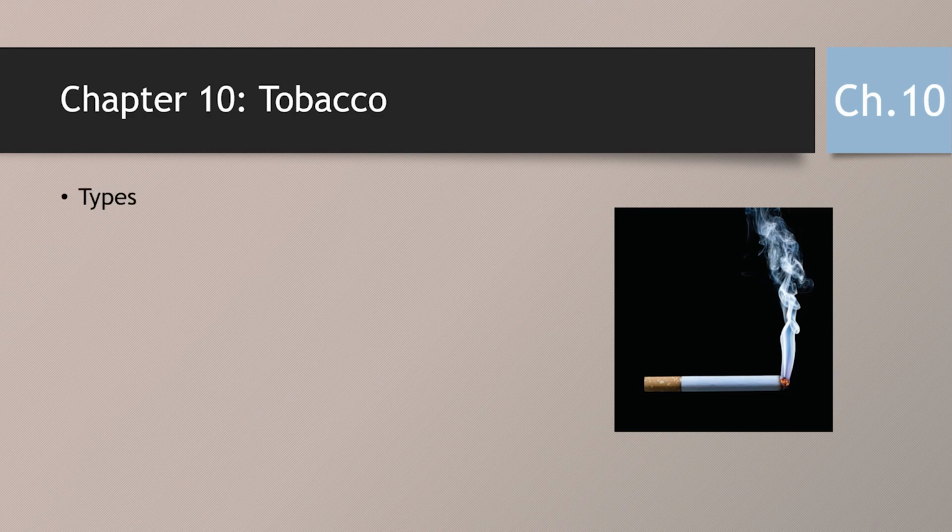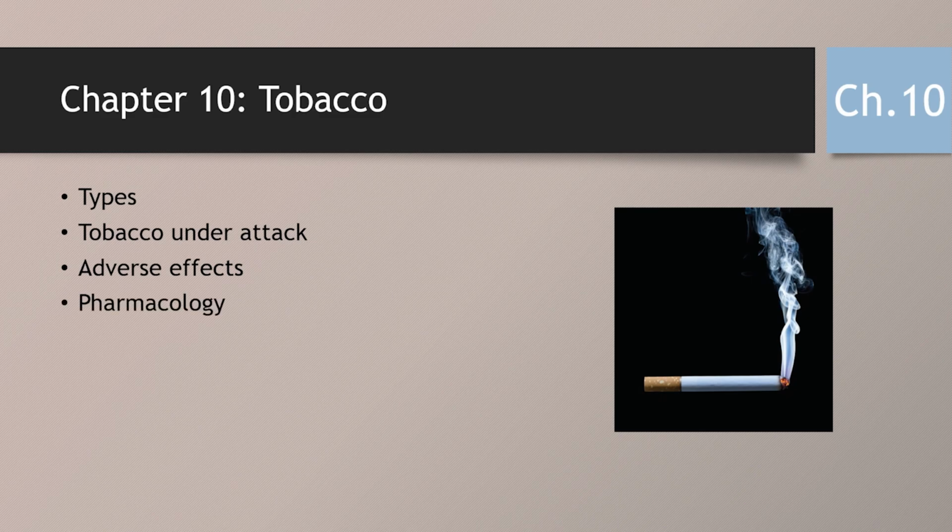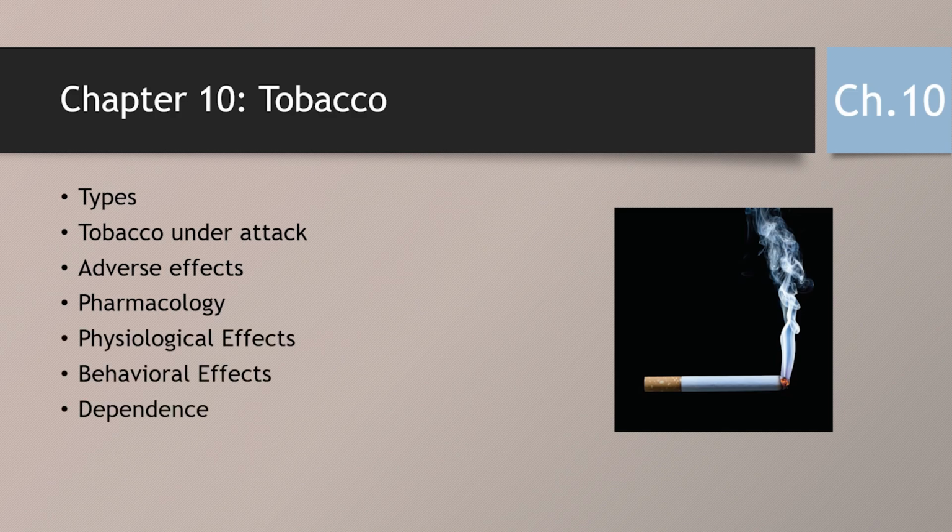All right, so for this chapter, we're going to cover first the different types of tobacco and go through a little bit of the history of that. Then we'll talk about this idea of tobacco under attack, right? The idea of how public opinion and views and laws have changed over time towards this substance. Then we're going to go into some of the adverse effects of tobacco, the pharmacology of how it works, some physiological effects, as well as behavioral effects. And then, of course, we'll talk about dependence and addiction and things like that.